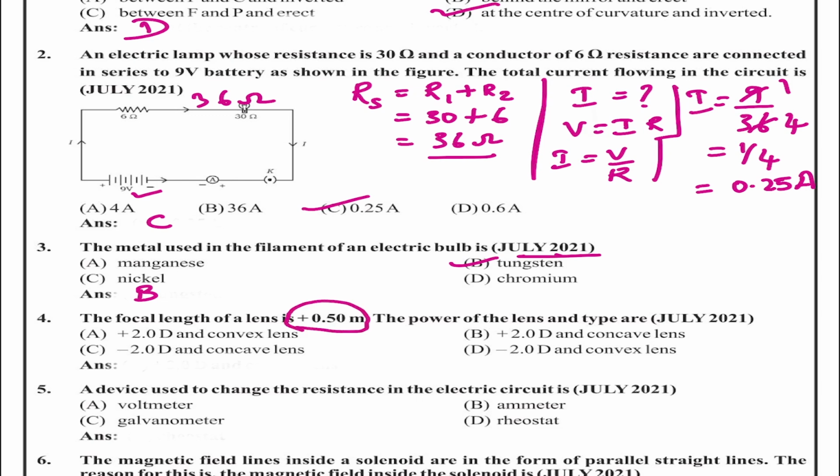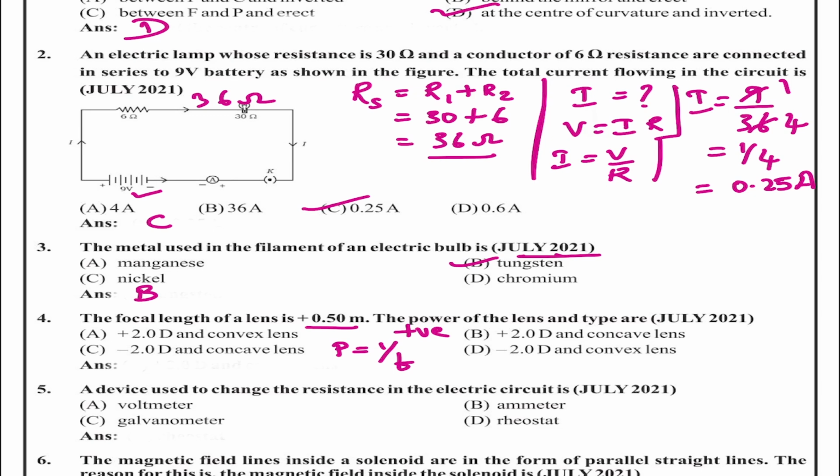First, seeing the sign of the focal length, we came to know that it is positive. If the focal length is positive, the power will also be positive. We know that from the formula. What is the formula? P is equal to 1 by F. Along with that, if the power of the lens is positive, it is definitely a convex lens. So let us delete the options which are having concave lens. Option A is a convex lens. It could be one of the answers.